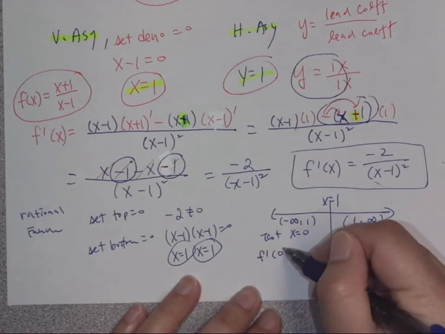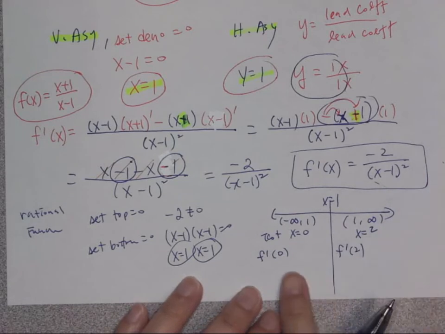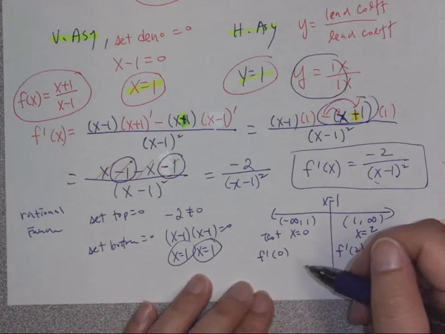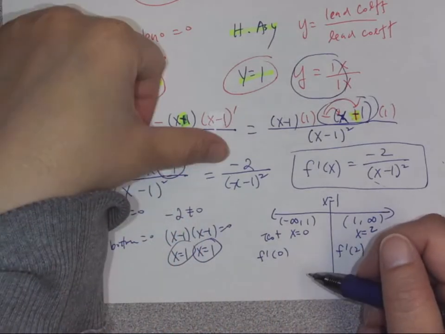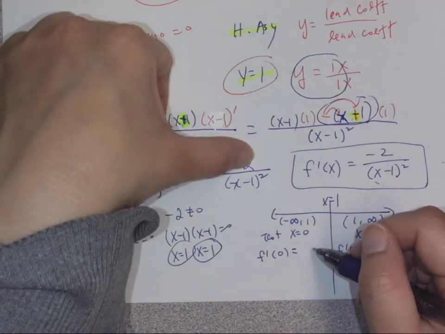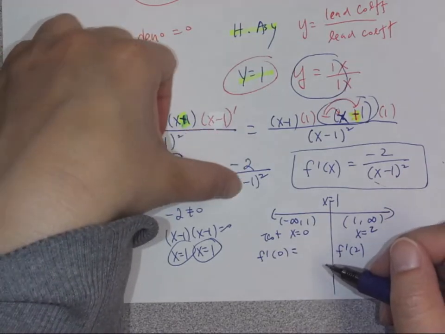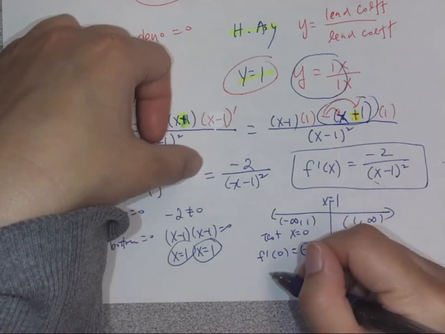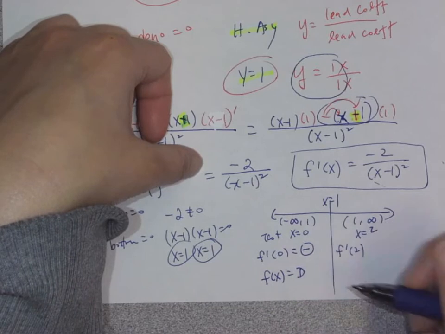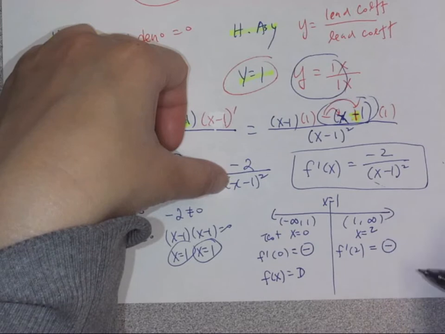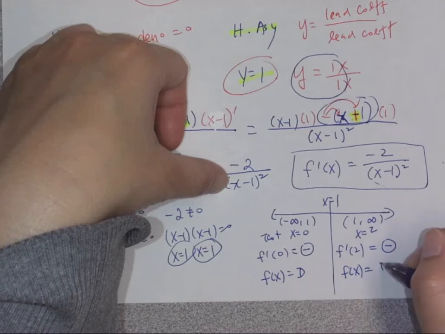So f prime of 0, f prime of 2, because I want to see if the first derivative, plugging in that number, is positive, that's increasing, negative is decreasing, right? Plug in a 0 for what we just found here will give us a negative 2 over 1, a negative number, right? So if I have a negative number, then the function will be decreasing. If I plug in a 2 here, I will end up with another negative number. So f prime of 2 is negative, it means the function again is going to be decreasing.